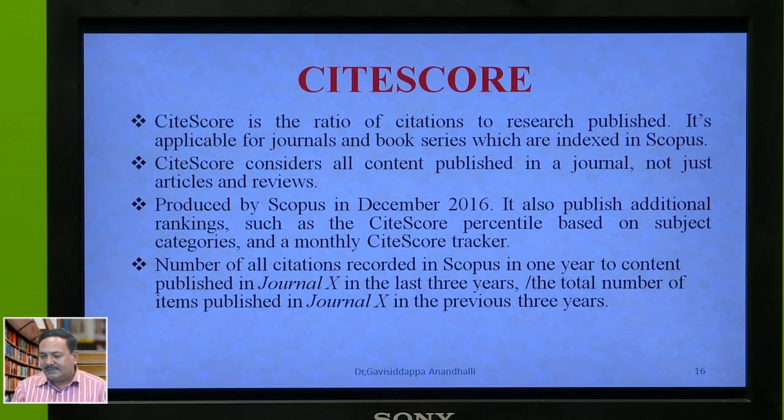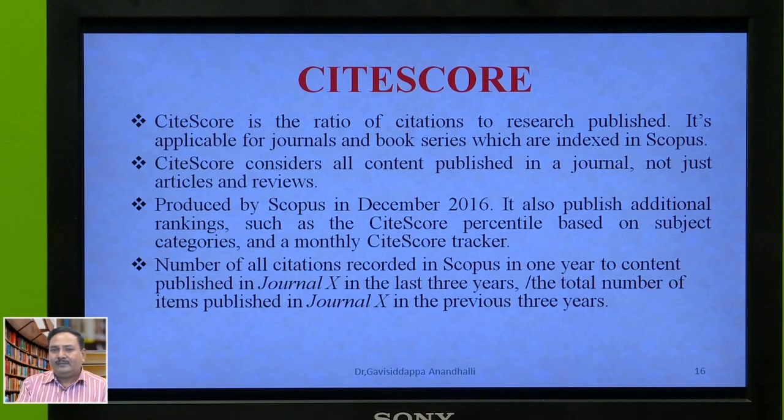The number of all citations recorded in Scopus in 1 year to the content published in journal X in the last 3 years, divided by the total number of items published in journal X in the previous 3 years. Only the difference is for the impact factors.